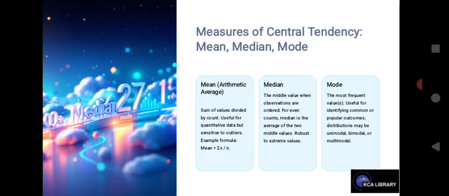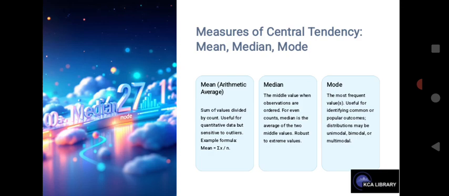Now let's talk about measures of central tendency. When you hear measures of central tendency, what we mean is mean, median, and mode. Mean is the arithmetic average, median is simply the middle number, and the mode is the number that appears most.